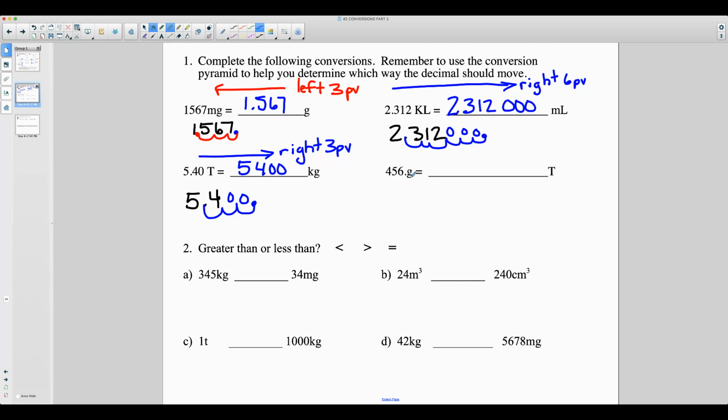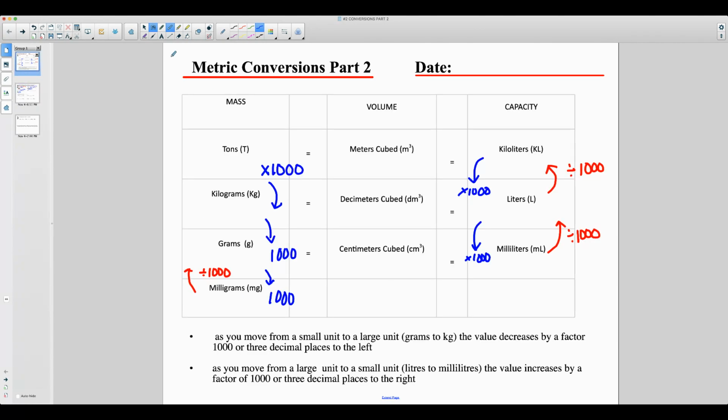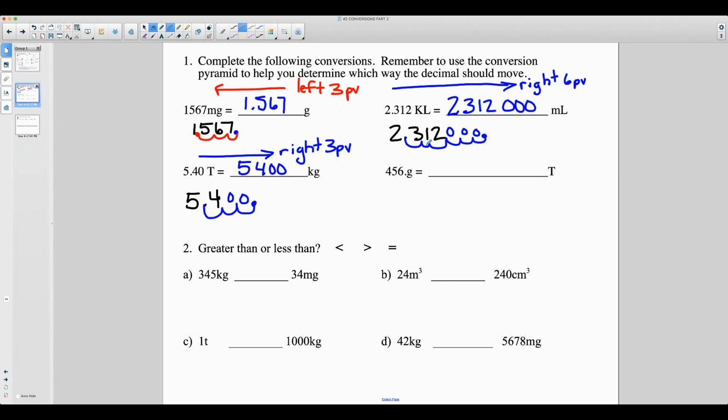Last but not least, we're going from grams to tons. Now, if we look back at our chart, grams to tons is actually a big move. If we go from grams to kilograms, we would divide by 1,000. And then we'd have to go from kilograms to tons, we'd have to divide by 1,000 again. So you're actually going to be dividing by 1,000,000 or moving the decimal 6 place values to the left because the number is going to get smaller. So right away, I'm going to identify that we're going left this time.